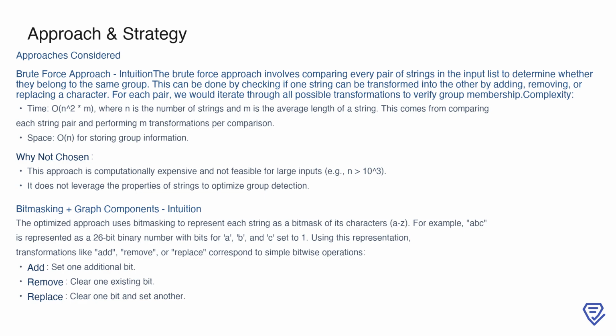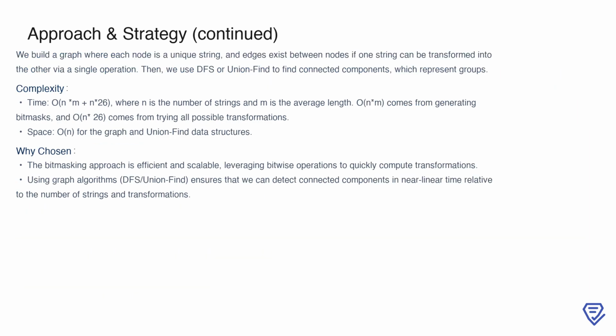This led us to explore a more efficient alternative. The optimized approach we chose is based on bit masking combined with graph components. Here, we represent each string as a 26-bit binary number, where each bit corresponds to a character from A to Z. For instance, the string ABC is represented as a bit mask with the bits A, B, and C set to 1. Using this representation, string transformations like adding, removing, or replacing a character can be handled with simple bitwise operations.